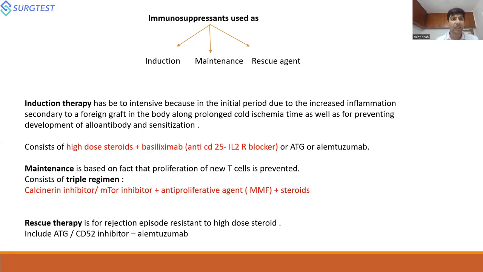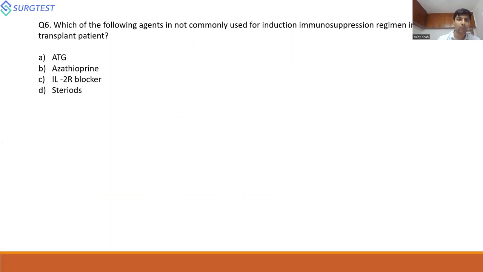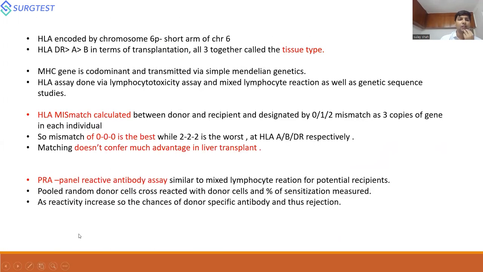Okay. Yeah, Ranjit. So PRA, I'll go back to PRA for you. So panel reactive antibody assay basically takes pooled random donor cells from a variety of mixed pool of the population. It's not one-to-one matching.